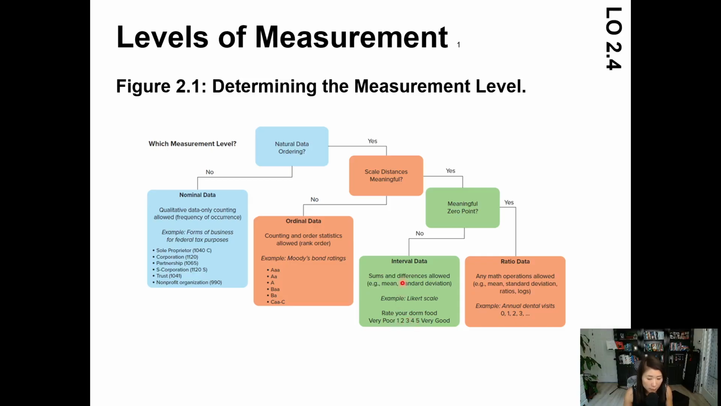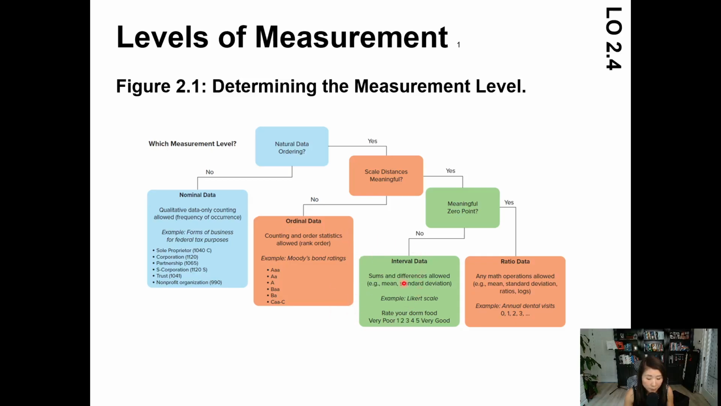However, if you decide that on the scale from 1 to 2, 2 to 3, 3 to 4, 4 to 5, the distances between them are not the same, then instead of interval data, you should consider it ordinal data.